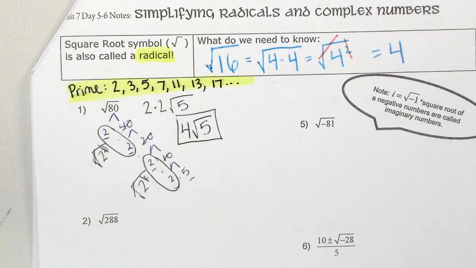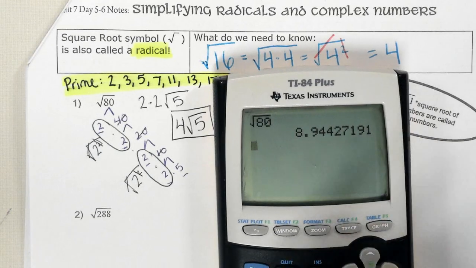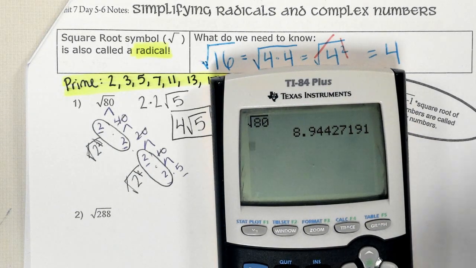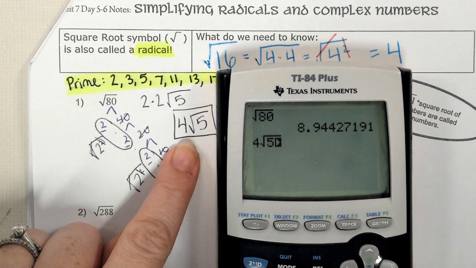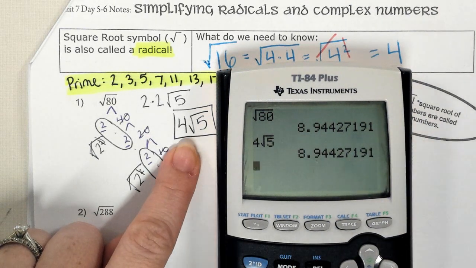Now, can we check our work? Wait, so you put the 5 in the radical? What didn't have a pair stays inside, because we couldn't find a pair to cancel it to take it out. Does that make sense? Yeah. So if you look, if I type 4 square root 5, is it equal? Yes. Then we did it correctly.